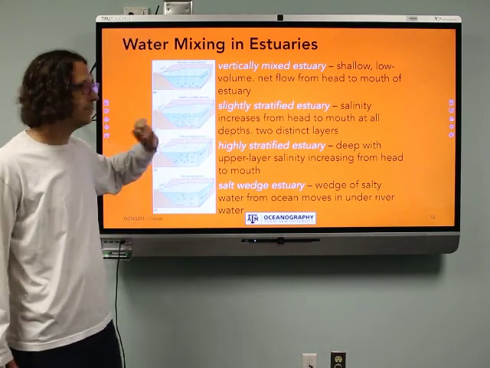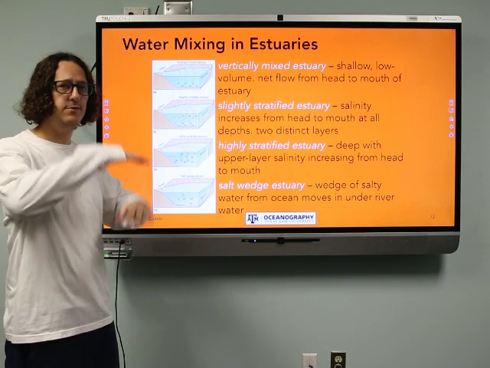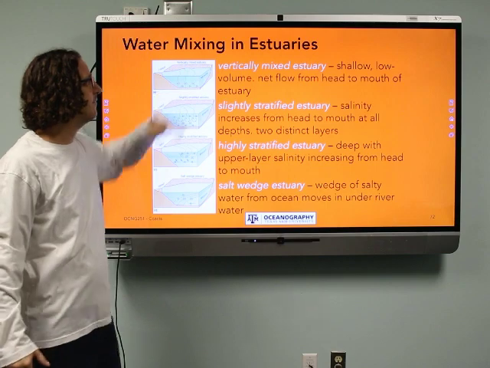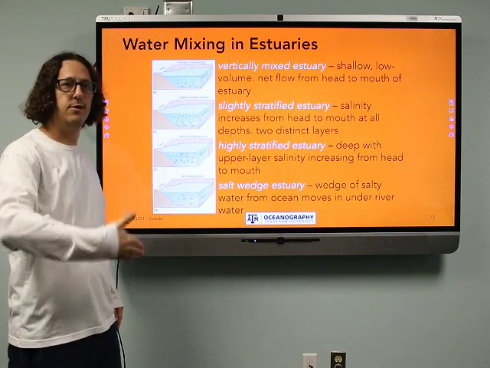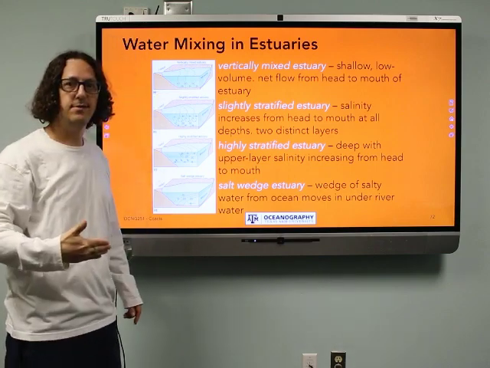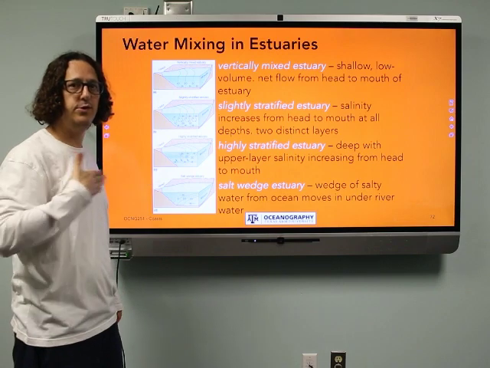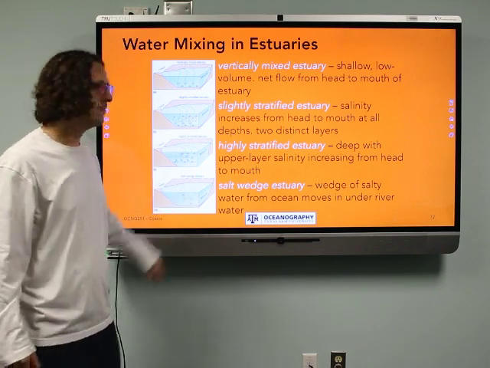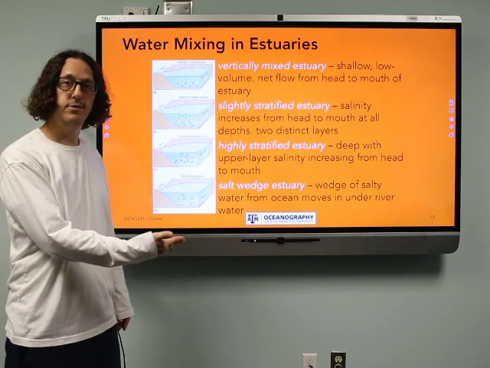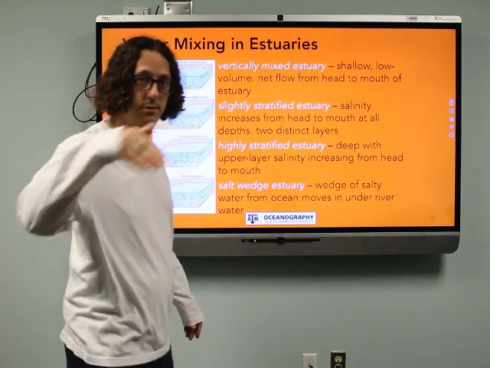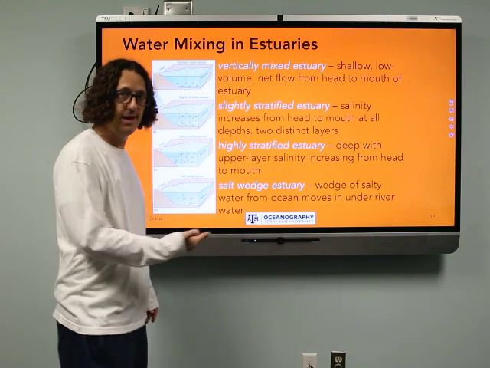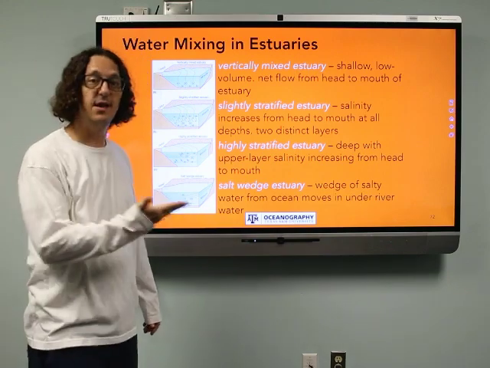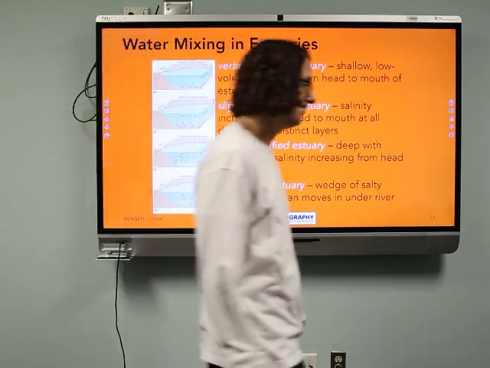So again, I want you to remember that you have stratified estuaries where you have two different layers, the fresher one on top, the saltier one on bottom. You could have a vertically mixed estuary where the up-down is pretty much the same salinity. You're just diluted and getting saltier as you move towards the coast. And you could have a salt wedge estuary where the salt is coming in underneath the fresh water that's moving towards the coast. And so it can actually come up into the estuary a little bit.